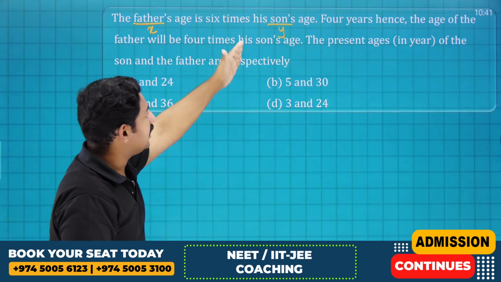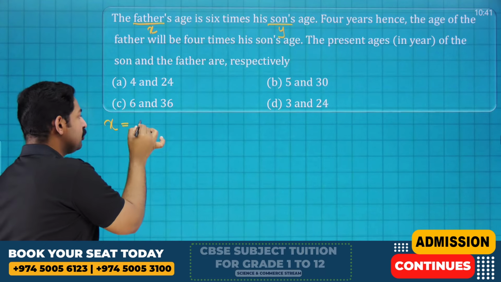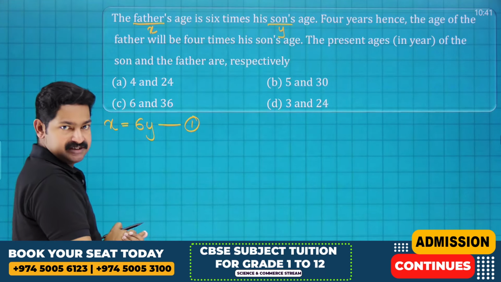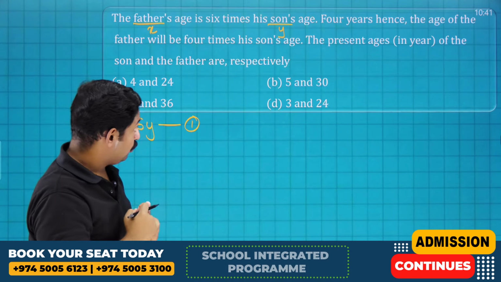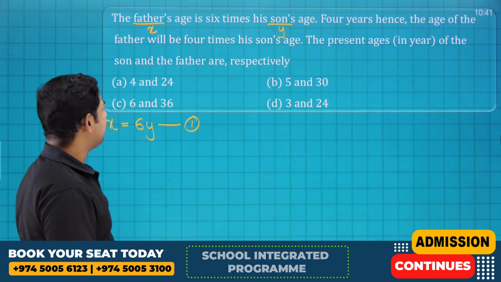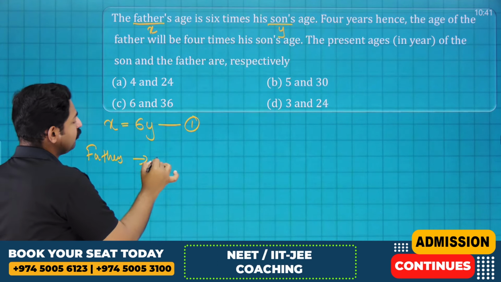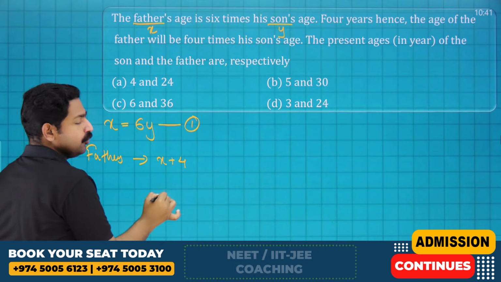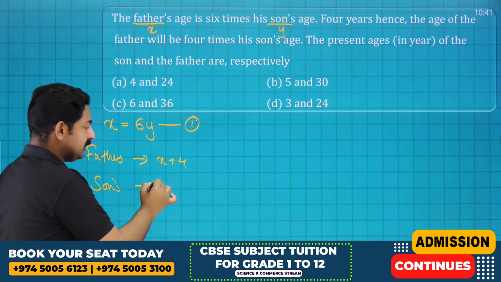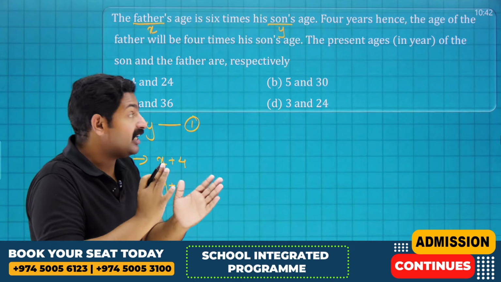Okay, so now what is the relation given? Father's age is 6 times his son's age. So father's age is x, which is equal to 6 times his son's age. X is equal to 6y. So it is the first equation. Directly we will get. Okay, now 4 years hence means after 4 years. So after 4 years, father's age will be x plus 4. And after 4 years, the son's age will be, present age is y, then it will be y plus 4.